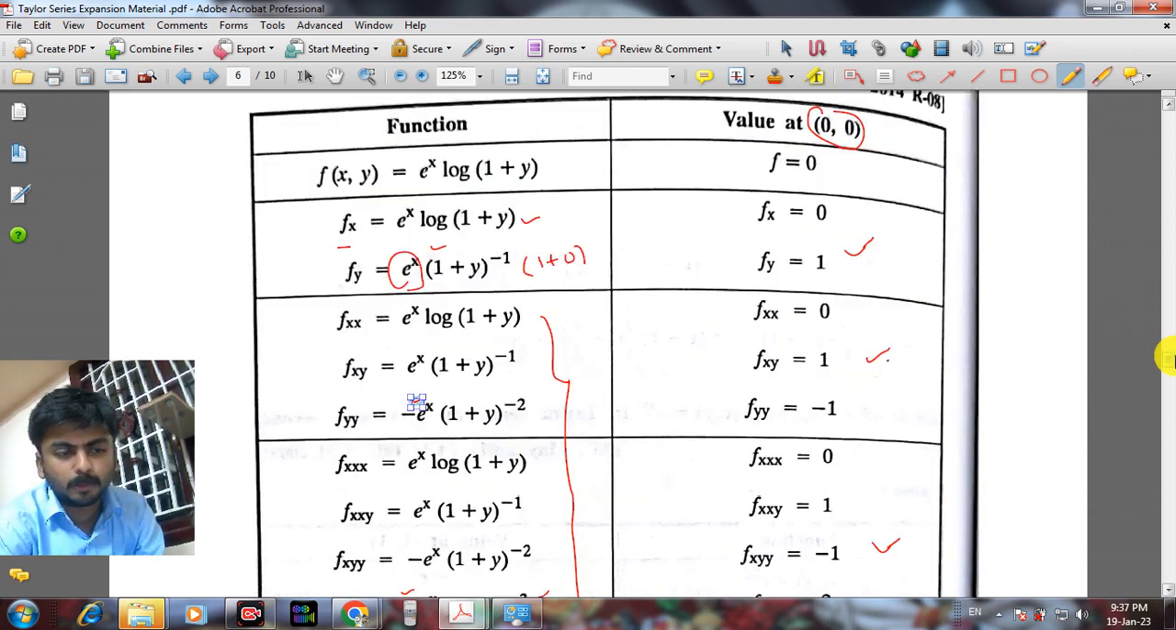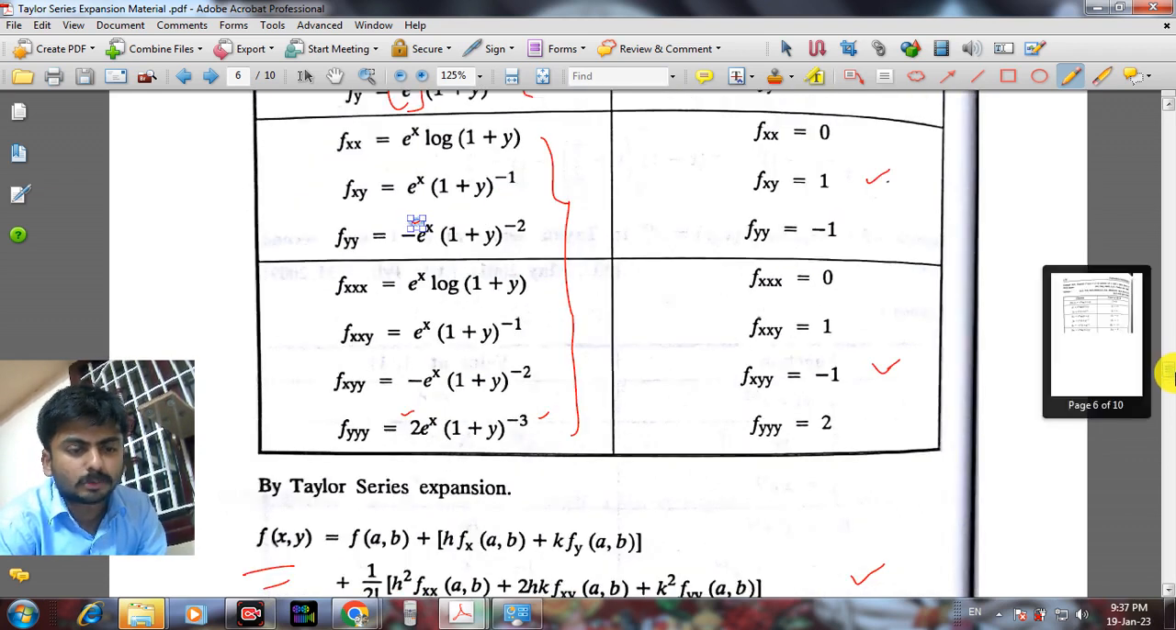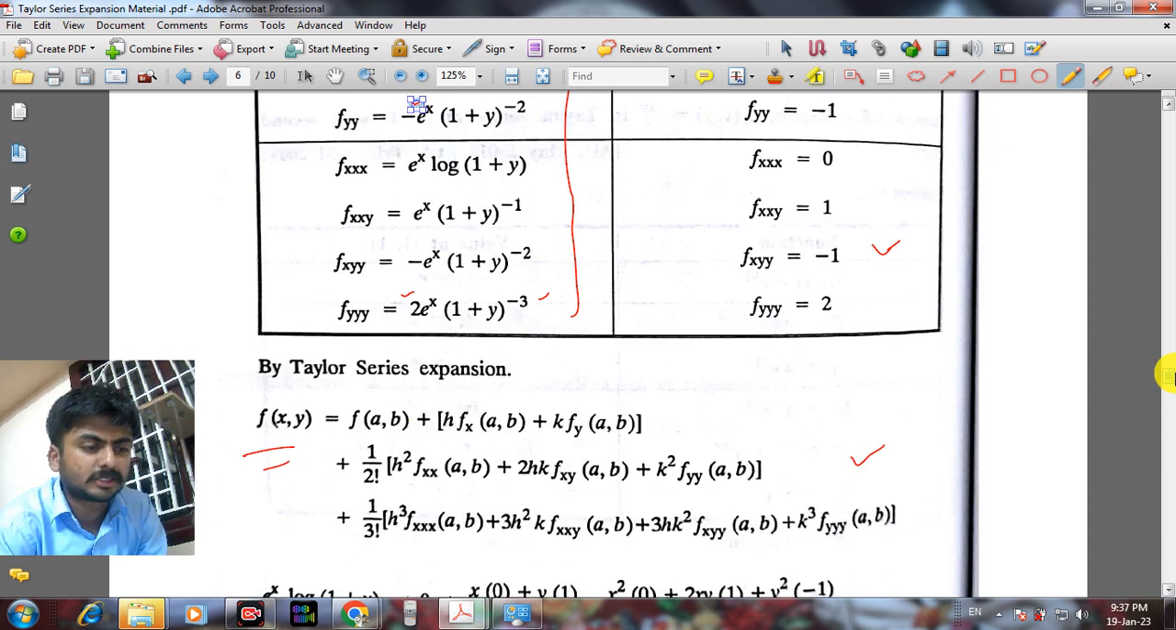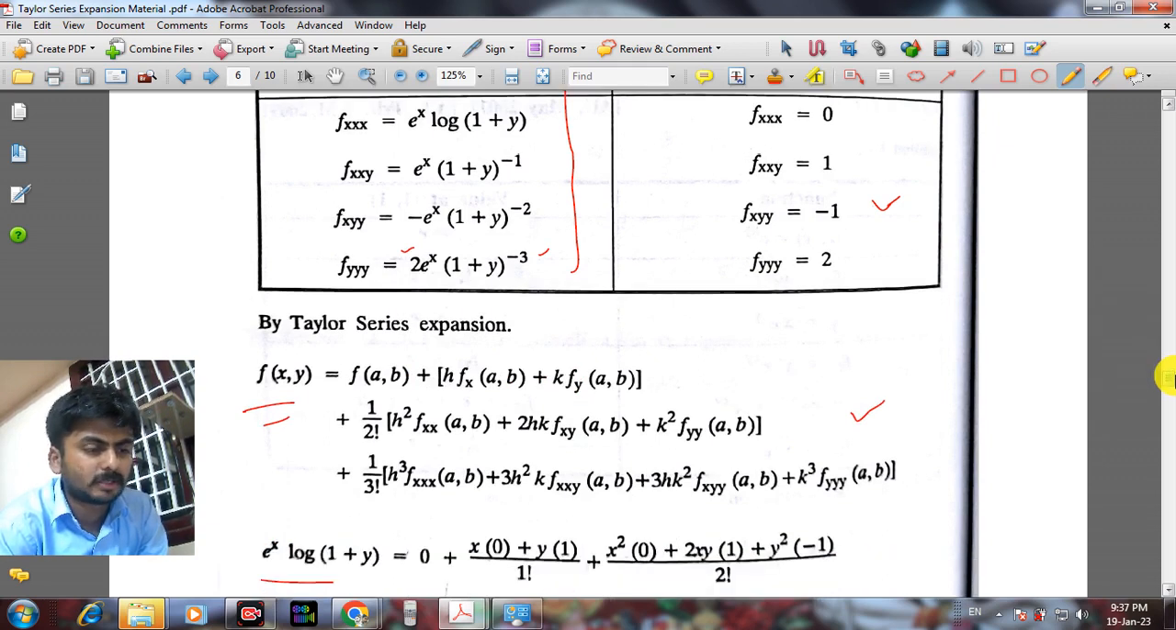I hope you all understood how to solve any function of x and y using Taylor series. Now you know how to expand a function f of x comma y by using Taylor series.